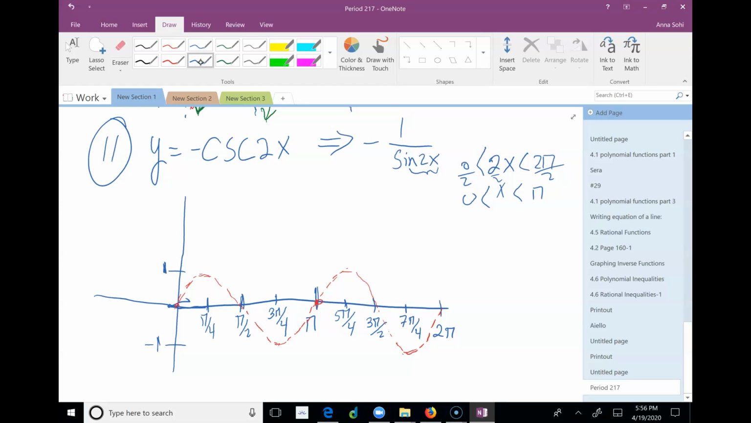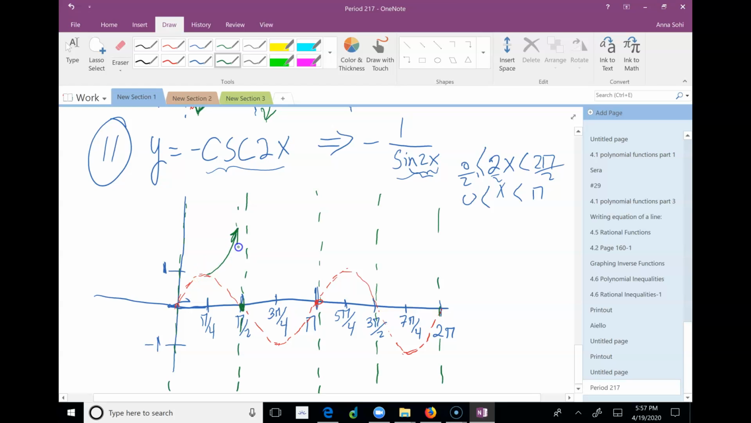But then knowing that this is cosecant, that's why I didn't put equal to 0 here. I removed it, because every 0 will make the denominator 0 and it's going to be an asymptote. So if I use green for the asymptotes, every 0 is going to be an asymptote. Here's a 0, so it's going to be an asymptote. This is going to be 0, it's going to be an asymptote, and then asymptote.